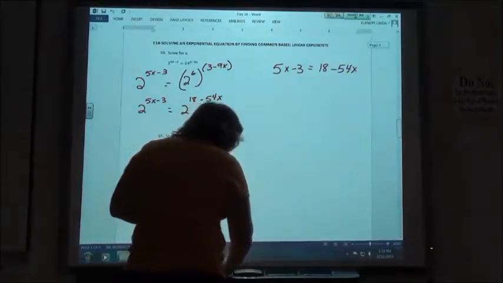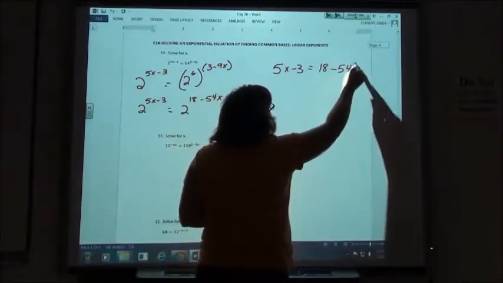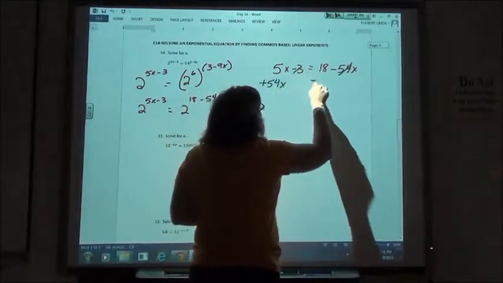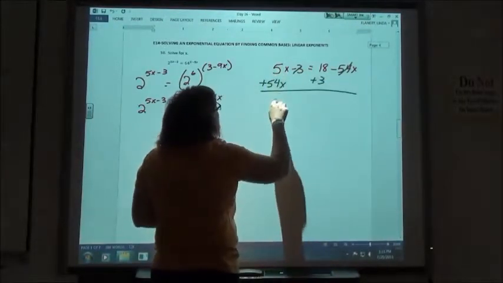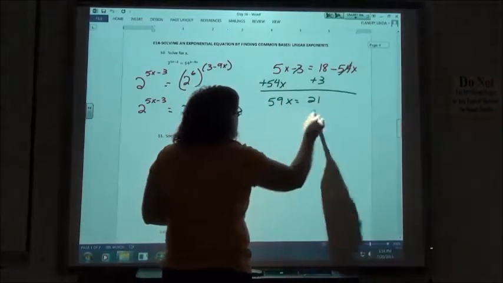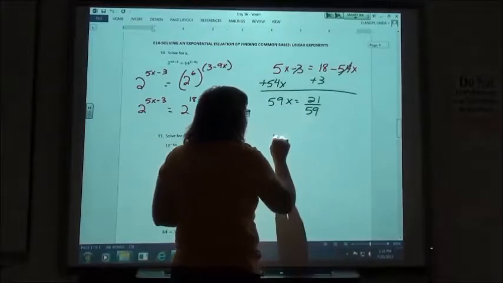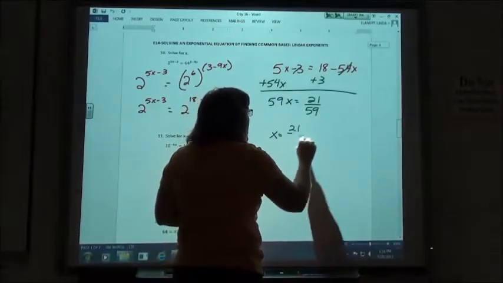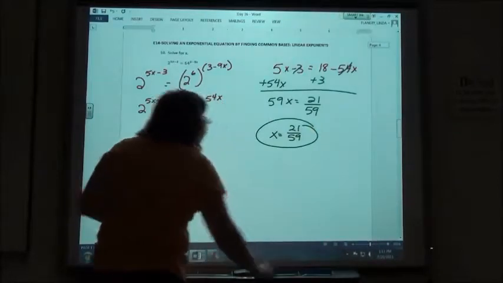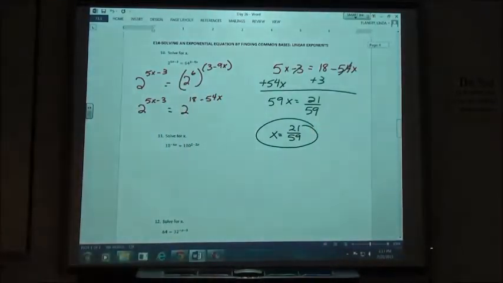And then I just go ahead and solve that like I solve the rest of my equations. I'm going to add my 54x and add my 3. So 59x would equal 21. I'm going to go ahead and divide by 59. So x equals 21/59. Not a real pretty answer, but one that works.